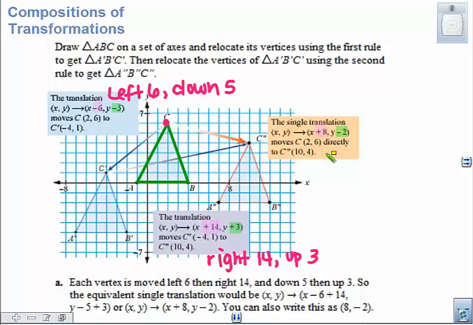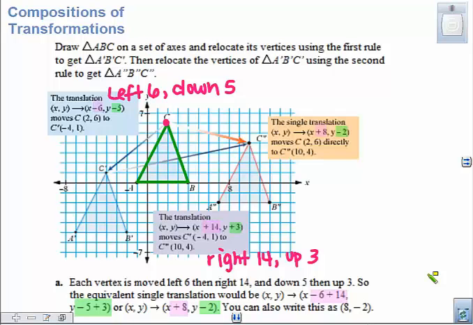And notice they wrote this in parentheses here. They said the original movement from (2, 6) directly to (10, 4). Those are the xy coordinates. And then down here at the bottom you can see that it says each vertex is moved left 6, right 14, down 5, up 3. So that's what I just highlighted for you, was combining those. So here was the -5 and 3 went to -2, and the -6 and 14 went to +8. This can also be written as (8, -2), because this was a +8 and a -2 movement. So your composition of transformations can be written this way.